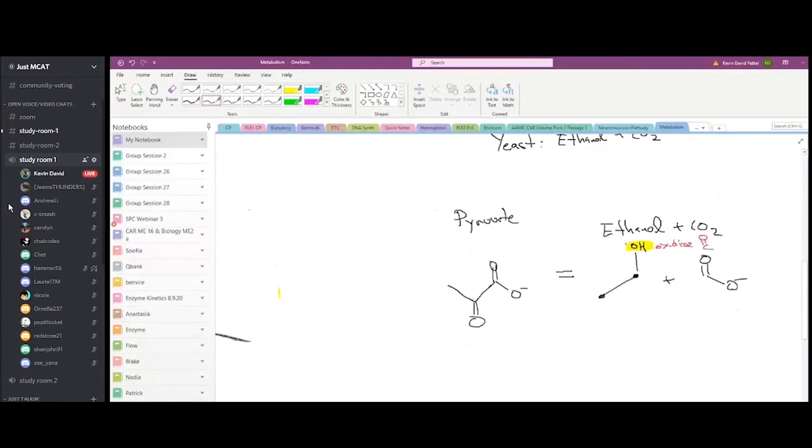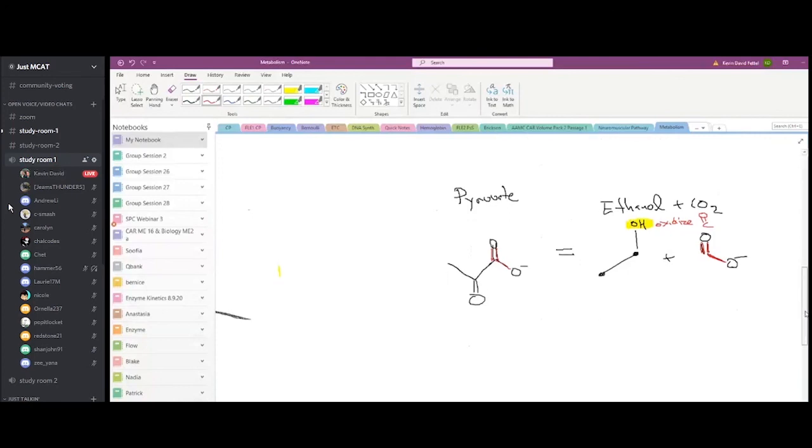Okay, done deal. Let me do this in different colors. Maybe say the CO2 group's in red, and so this group right here on the right-hand side is also in red. Okay, so there you go. You just added ethanol and CO2 and you got pyruvate, more or less. Or at least you got lactic acid, if you keep the OH group. Or lactate or lactic acid.